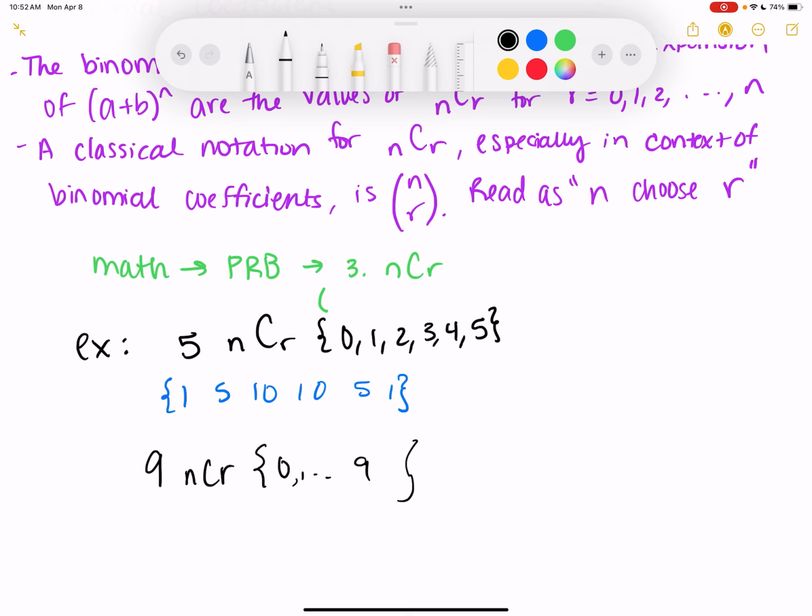Then it would produce for you 1, 9, 36, 84, 126, and then it repeats. So then 126, 84, 36, 9, 1 would be what that produces. So then you could say the leading coefficient of the fifth term, 1, 2, 3, 4, 5, is 126.